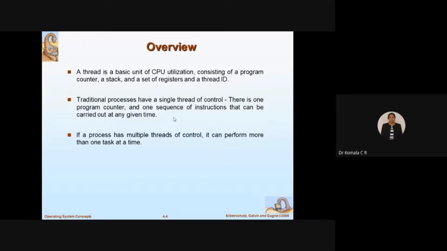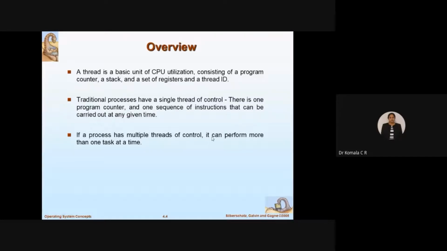One I will call a lightweight process, and the second I will call a heavyweight process. Lightweight process means a single thread. When I talk about heavyweight process, that means what? It is multiple threads. Then I have to go for more than one program counter. If a process has multiple threads of control, process means you assume that you have more than one program to be executed. That time I'll call it multiple threads.